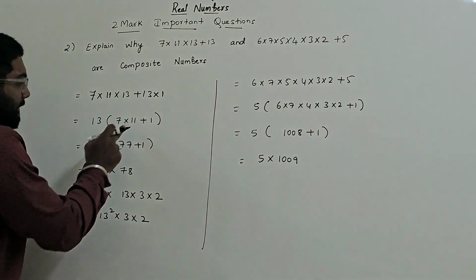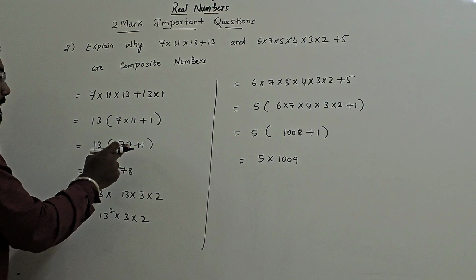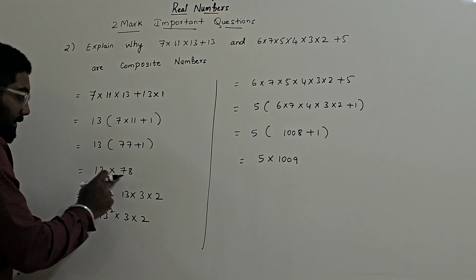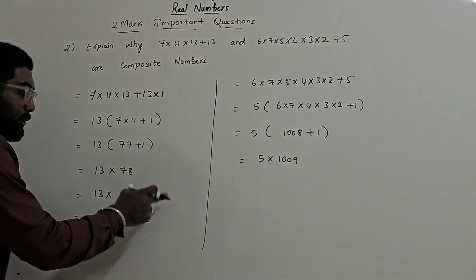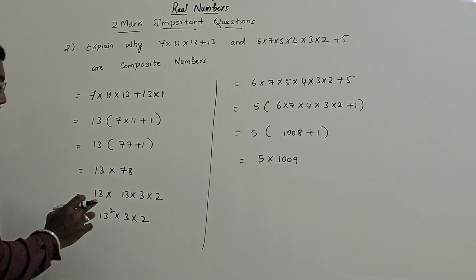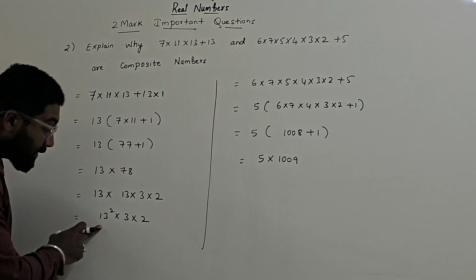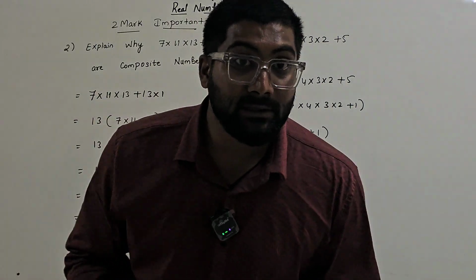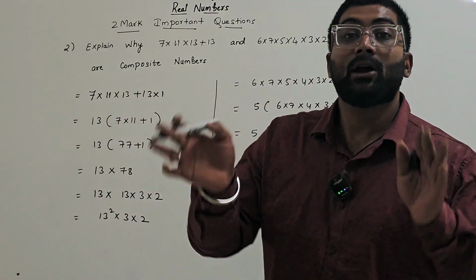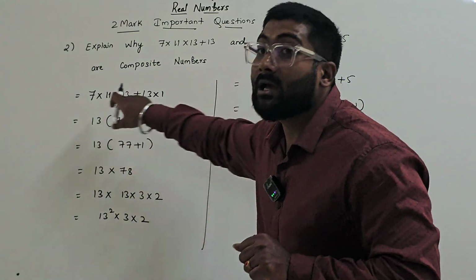Next, 7 into 11 is 77, and 1 is here. 77 plus 1 is 78, 13 into 78. Now, 78 can be written as 13 into 3 into 2. Do the prime factorization. Now, see, 13 is a prime number, 3 is a prime number, 2 is a prime number, and the product of prime numbers is known as a composite number. That is why you are calling this a composite number.